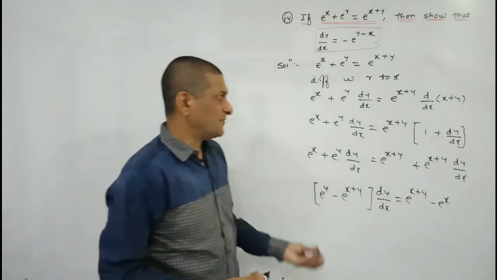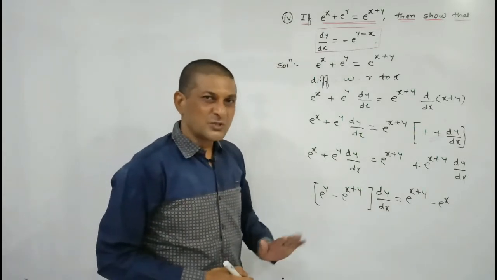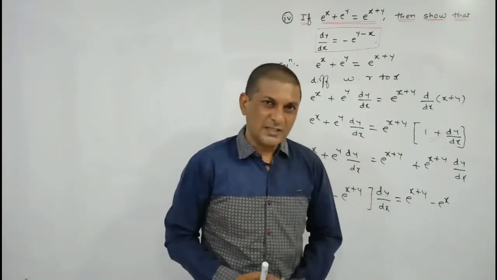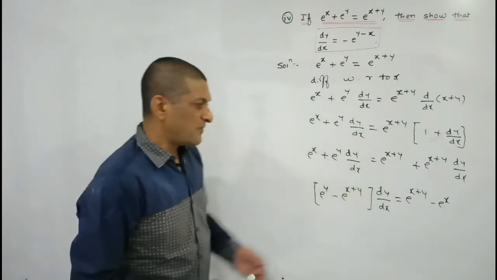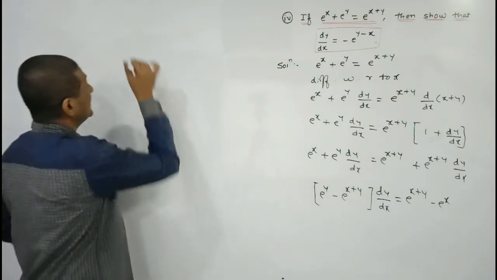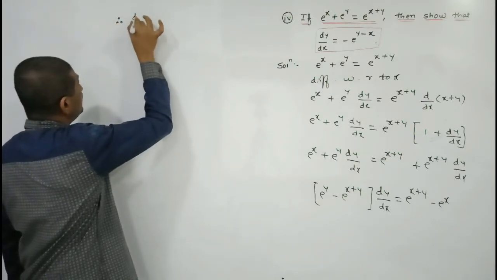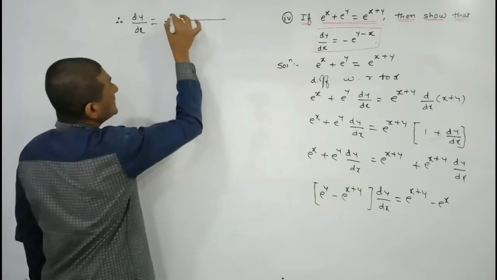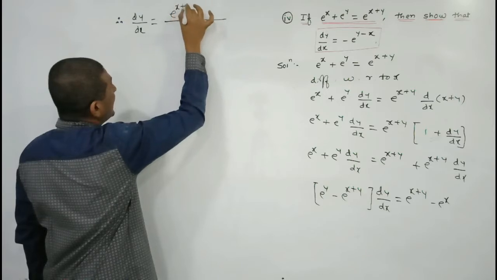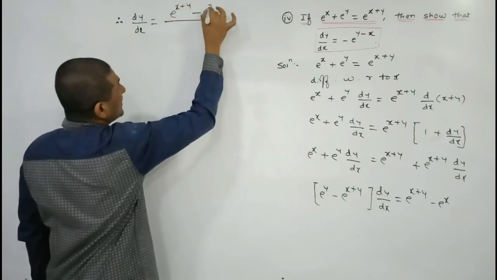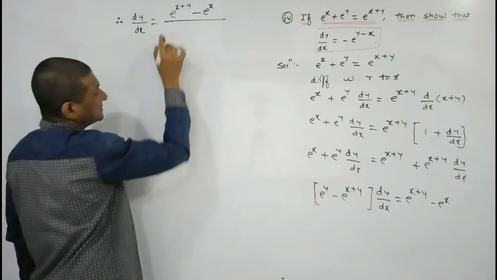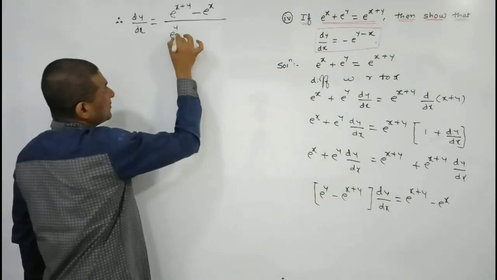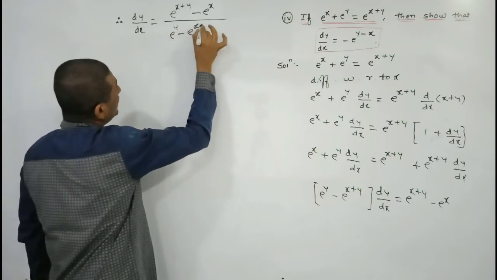In case of implicit function, one aim is to collect the terms of dy by dx on one side and the remaining terms on the other side. So now find out the value of dy by dx. Therefore dy upon dx will be equal to, on the left hand side, e raised to power x plus y minus e raised to power x, keep it as it is, and this term will get divided on this side. So what will we get? E raised to power y minus e raised to power x plus y.